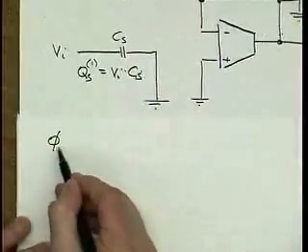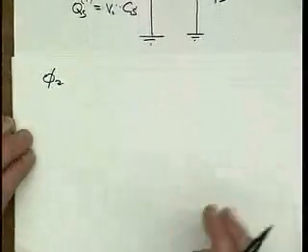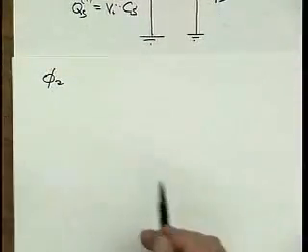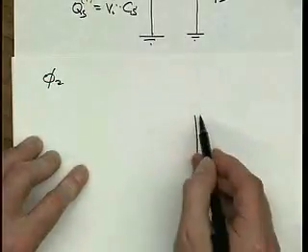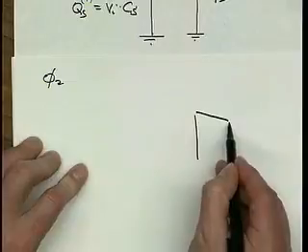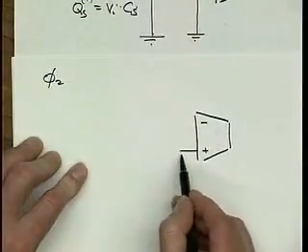So then during phase 2, okay, I'll use the next page. We again draw the circuit. Now the configuration is pretty much the way we've drawn it first.